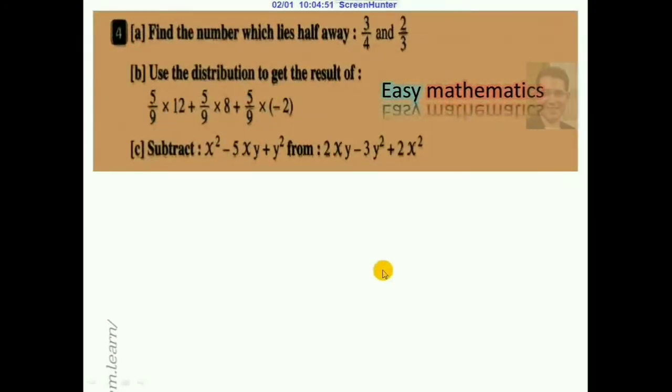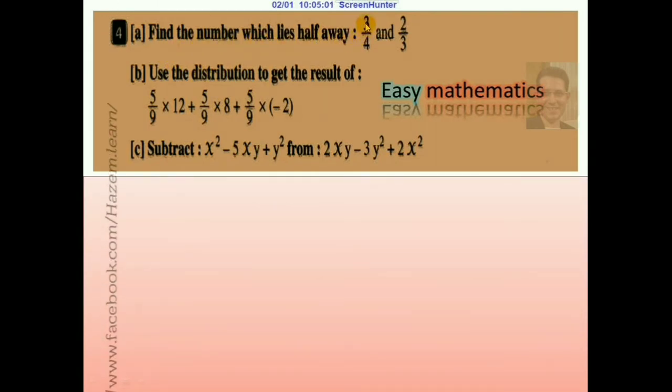From the page Easy Mathematics, follow with Mr. Hazem. For A, here he asked me to find the number which lies halfway between 3/4 and 2/3. How to find the rational number between these two rational numbers?